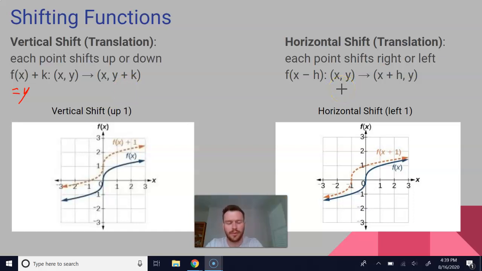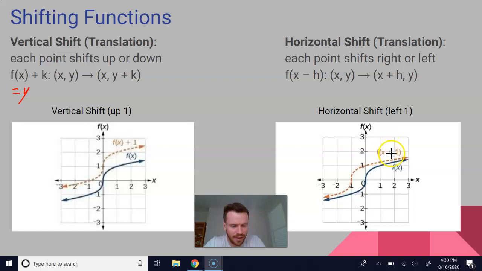When a horizontal shift is performed on a function, the points on the function are either going to shift to the left or to the right. So the whole function will shift to the left or to the right. Now let's look at that formula. It says f of x minus h. And then we look over here and we see whatever value of h is added to the x value. Because remember, the x values are left and right.